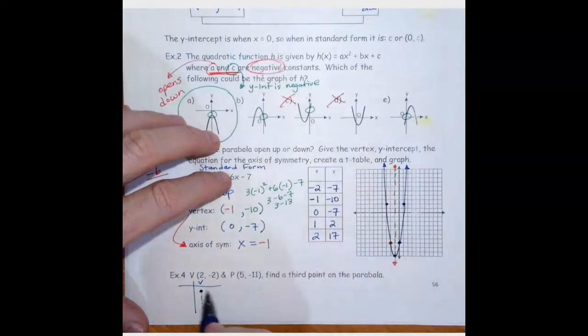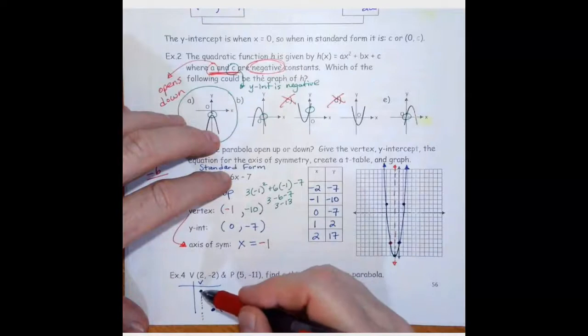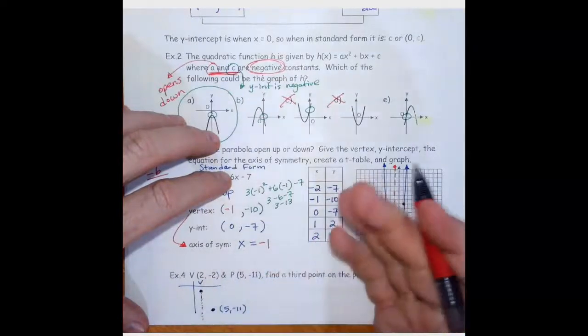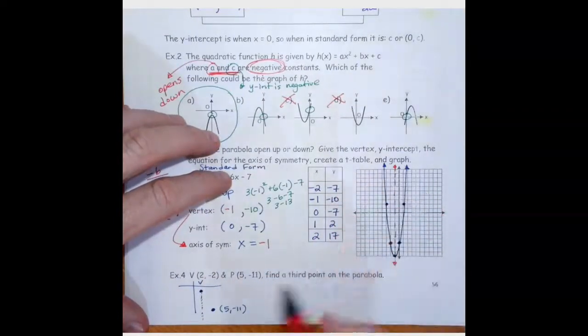Now we have this other point, 5, -11. Down here, 5, -11. And we have the vertex up here, which also contains the axis of symmetry. So I hope you're kind of piecing that together. Pause if you need a chance to think about it.